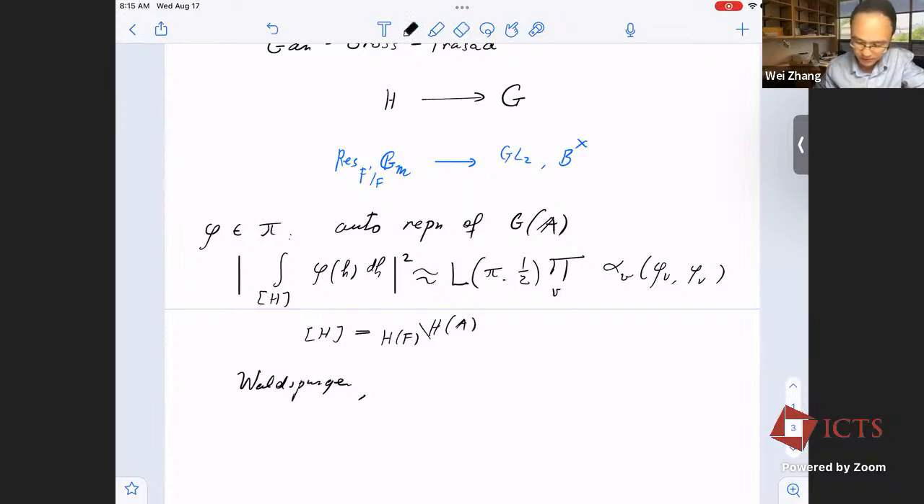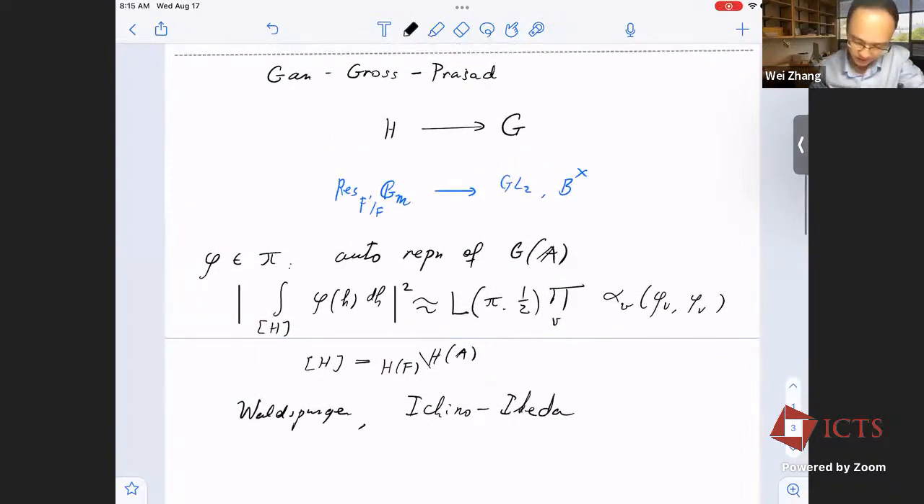So Waldspurger did this in the GO2 case, or inner form of GO2. Ichino-Ikeda made this formulation for the Gross-Prasad situation. Here, this is really not a precise conjecture because I did not tell you what the groups G and H will be. In general, this might not be true, so it's really a kind of a template.